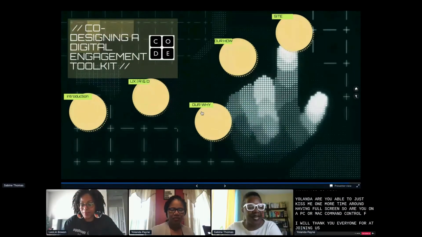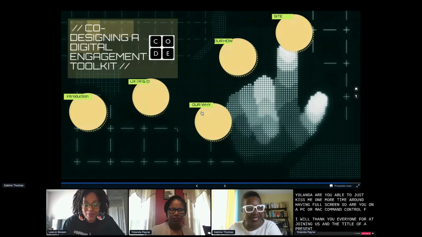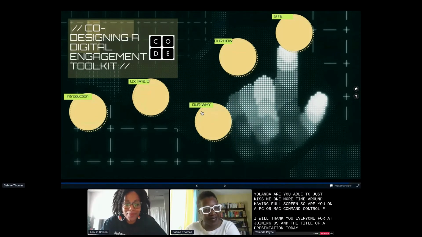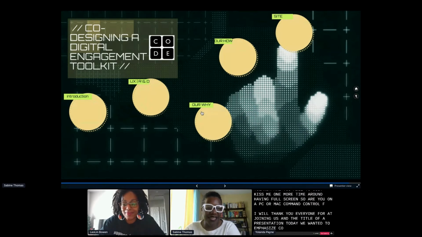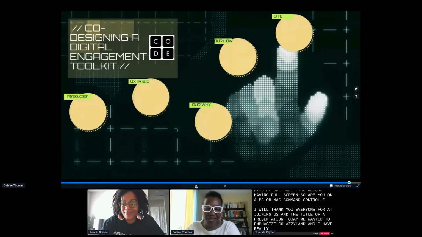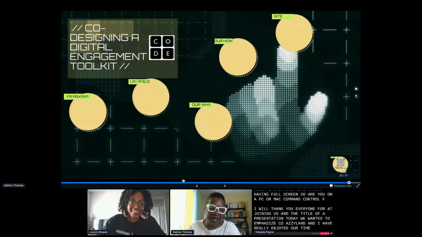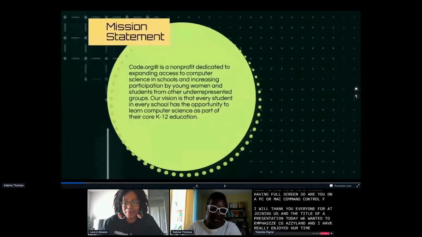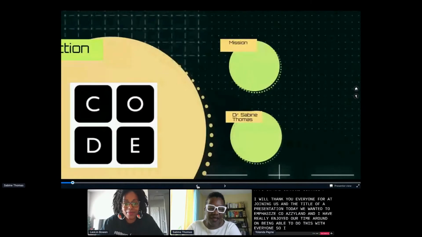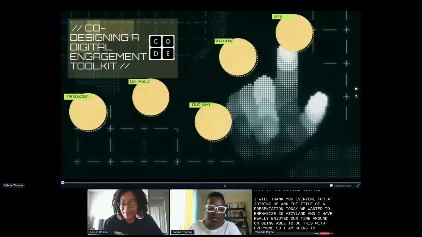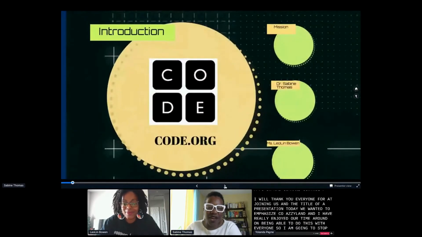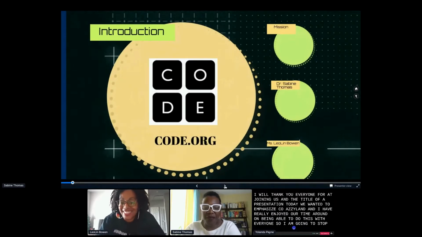The title of our presentation today is Co-Designing a Digital Engagement Toolkit. We wanted to emphasize "co," as LeoLin and I have really enjoyed our time being able to do this with everyone. So I am going to start with some introductions. We are both coming from code.org.